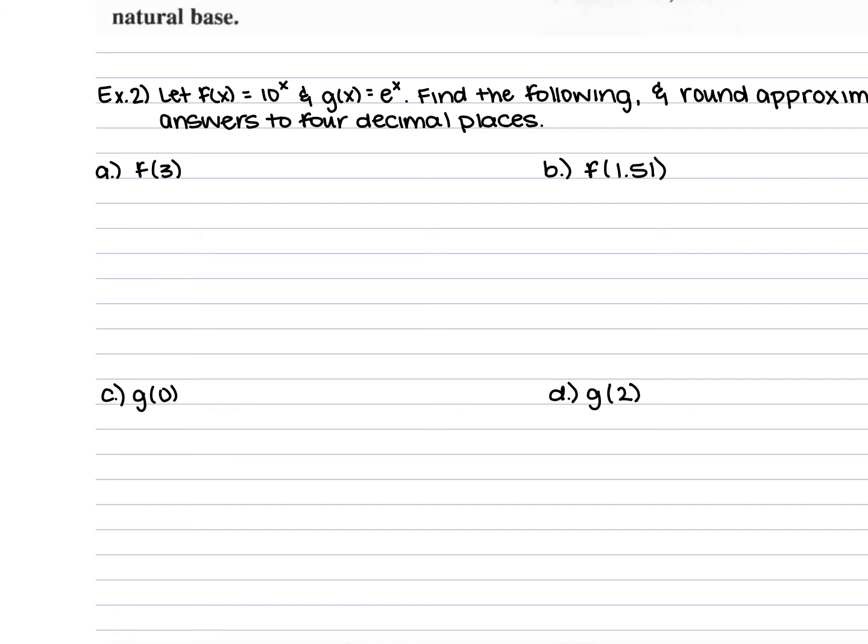If we look at example A, we have f of 3. So f of x is equal to 10 to the power of x, so that's 10 to the power of 3 if we're finding f of 3. That 3 tells you how many zeros you have in your answer, so f of 3 is just 1,000.